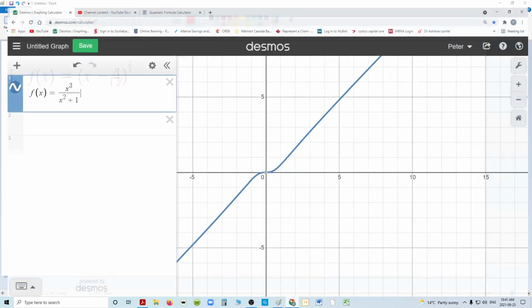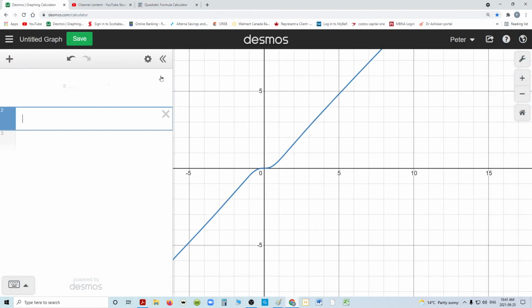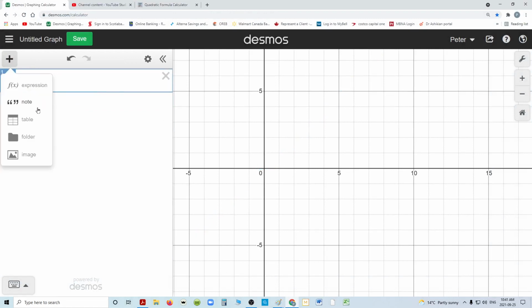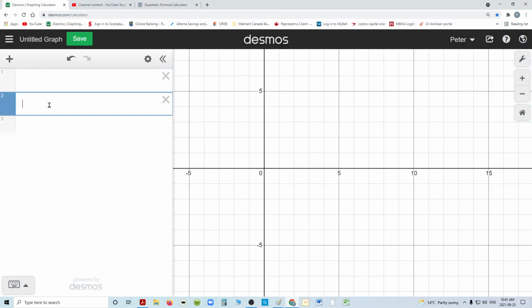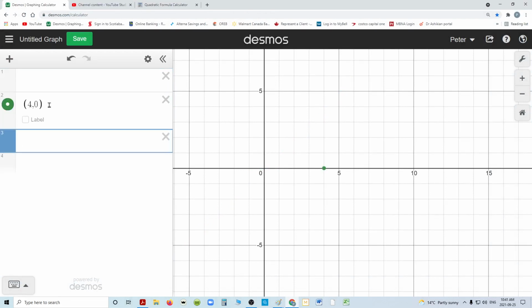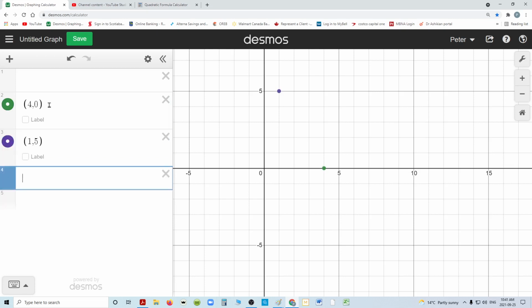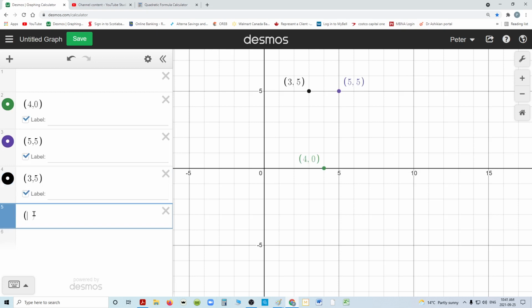So let's jump right over here and put in what we know. And we're just going to leave the other stuff blank. And we know that we're going to have a point 4, 0. We know we're going to have a point 1, 5. We know we're going to have a point 3, 5 as well. Not 1, 5, 5, 5. And 3, 5. And we might as well label them. We also know we're going to have a point 0, 2 times the square root of 2. Right there.